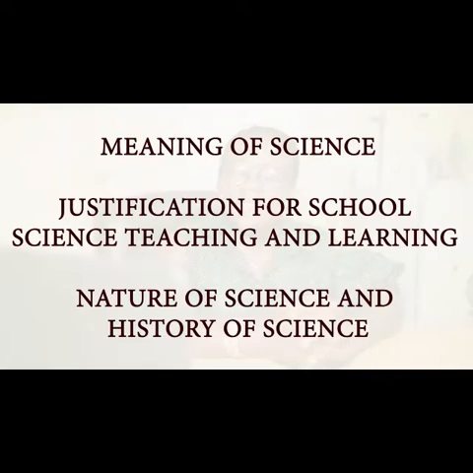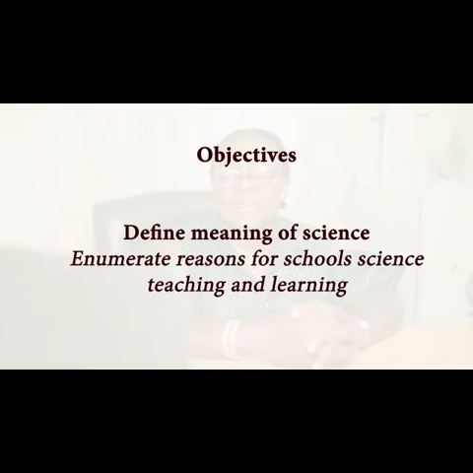In today's class, we are going to examine the first study section, that is, meaning of science, justification for school science teaching and learning, nature of science and history of science. Objective of today's lesson. By the end of today's lesson, you should be able to define meaning of science, enumerate reasons for school science teaching and learning.